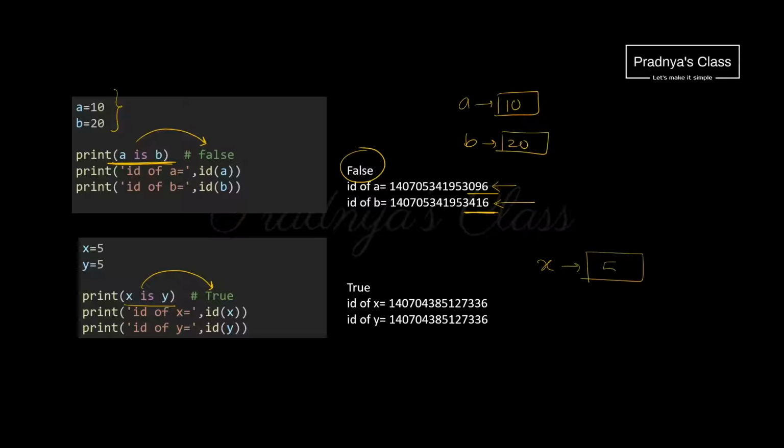In X, 5 is getting stored and Y is also initialized with the same value. Then Python will save the memory. Instead of creating a different location, Y will also point to the same memory location. That's why the memory locations are the same. We are getting the same address. So we got the answer as true because the memory references are the same. This is the use of the is operator. It will check the memory locations.